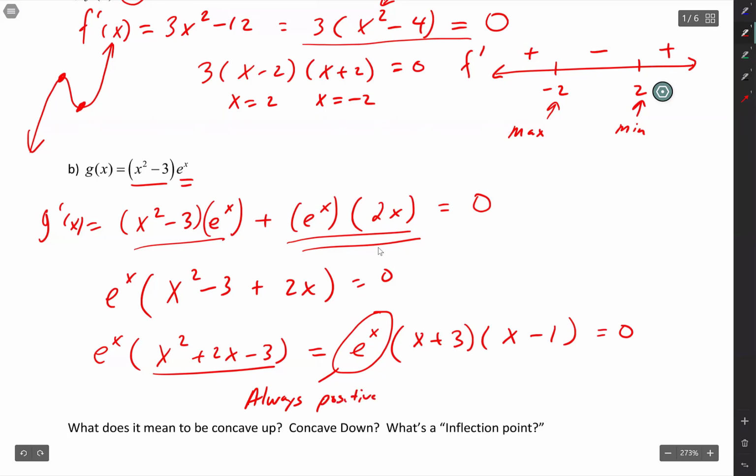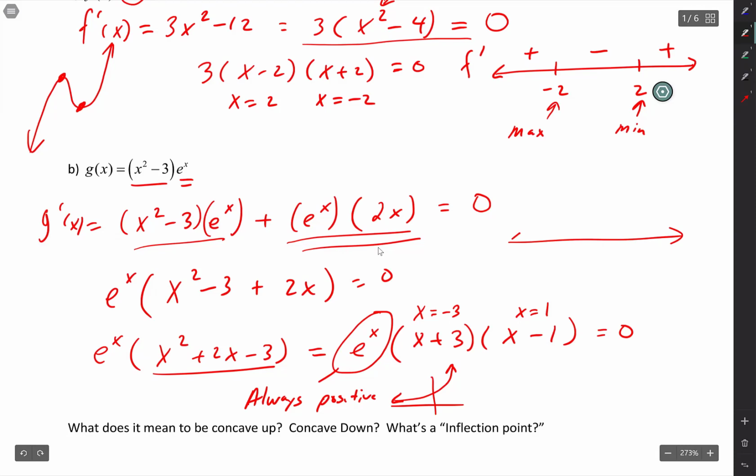Chavez, I don't understand. What do you mean? E to the x looks like this, guys. Notice e to the x is always above the x-axis, so the y values are always positive. The output of e to the x is always positive. So that means I have two x values, -3 and +1. Those are my critical points. If something happens, it's going to happen there.